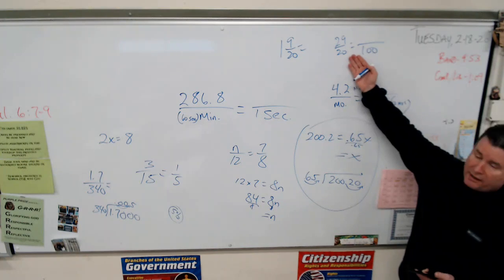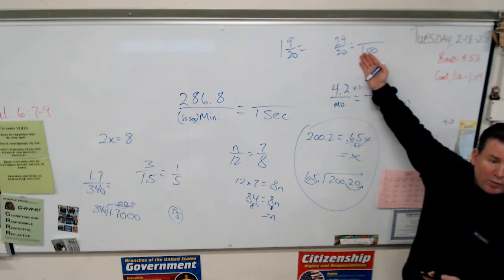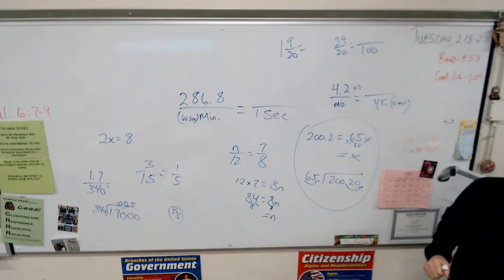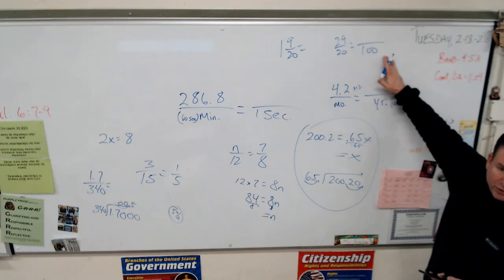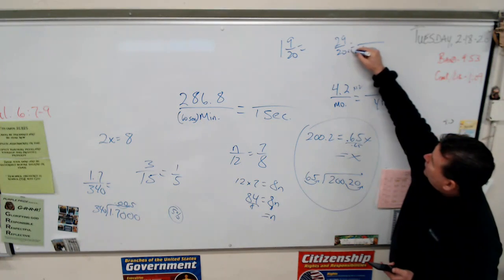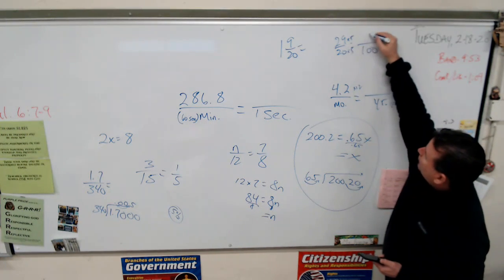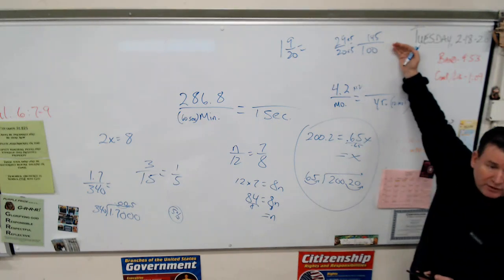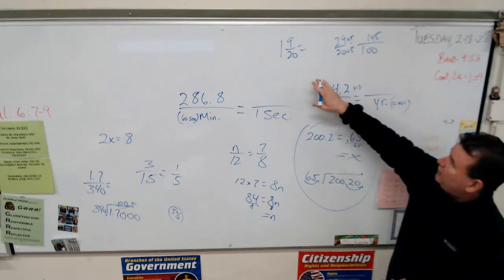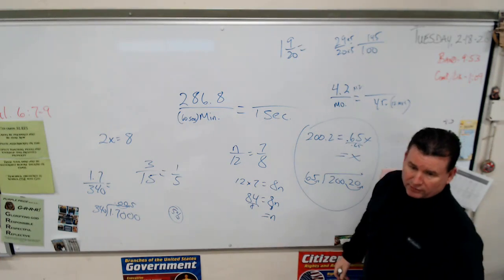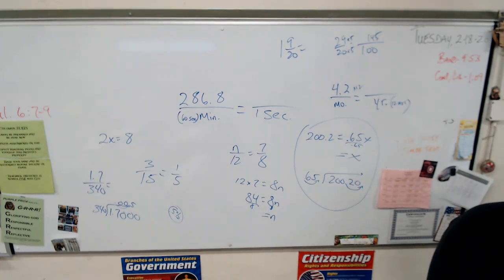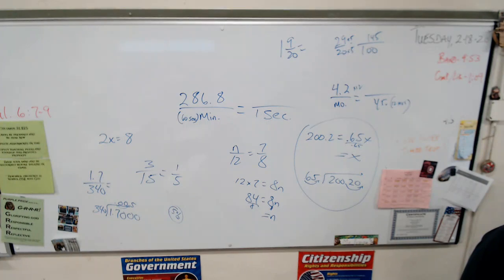29 over 20, what would it be over 100? Change that fraction to a percent. Change it to per 100. Multiply by 5. Multiply by 5. 145 per 100%. You get the same thing here. 145%.